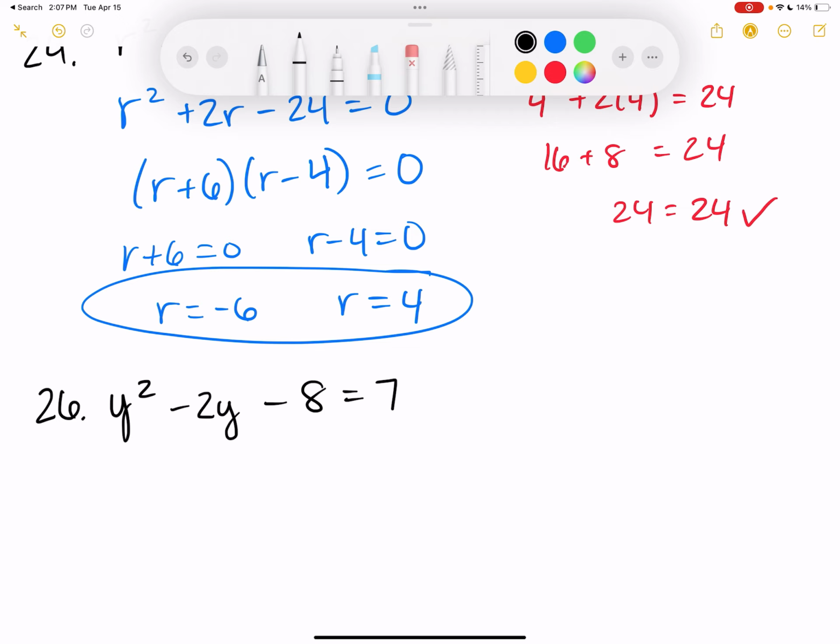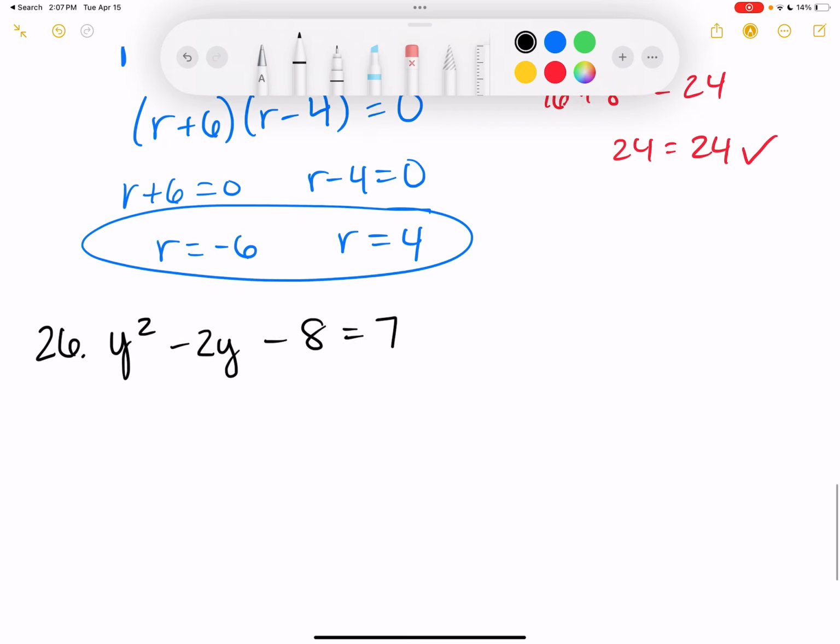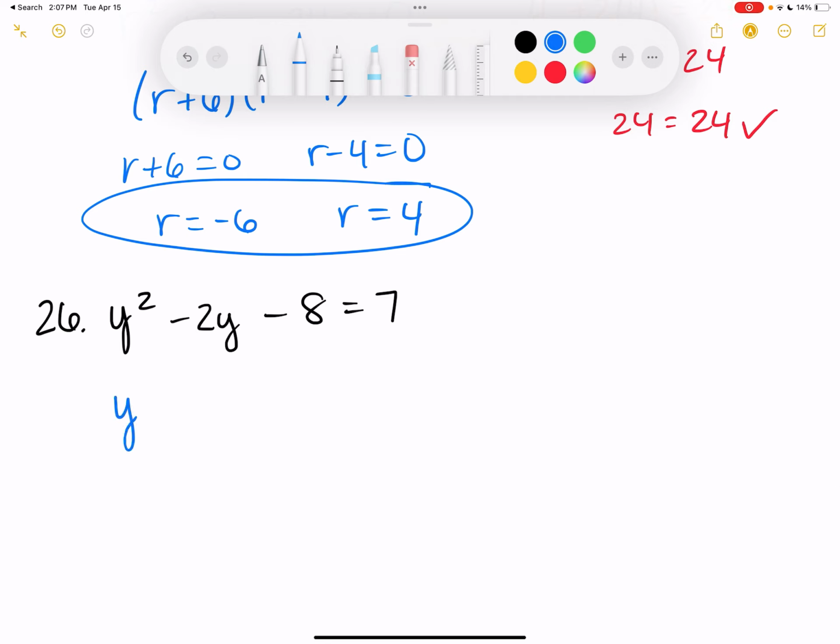So what do you think I might need to do first? Subtract 7. So y squared minus 2y, and then subtracting that will give me a negative 15 equals 0. So I've got y squared minus 2y minus 15 equals 0. Now I need factors of negative 15, so two numbers that multiply to give me negative 15 and add up to negative 2. 3 and negative 5, because those two things added together give me negative 2, and multiplied give me negative 15. So I'll have y plus 3 times y minus 5 equals 0.